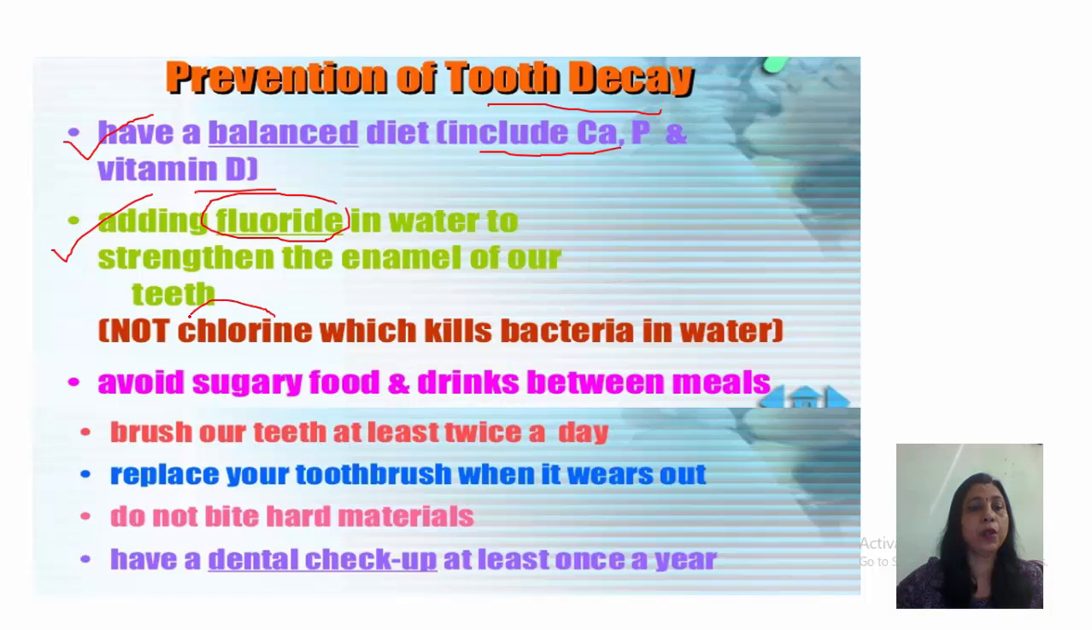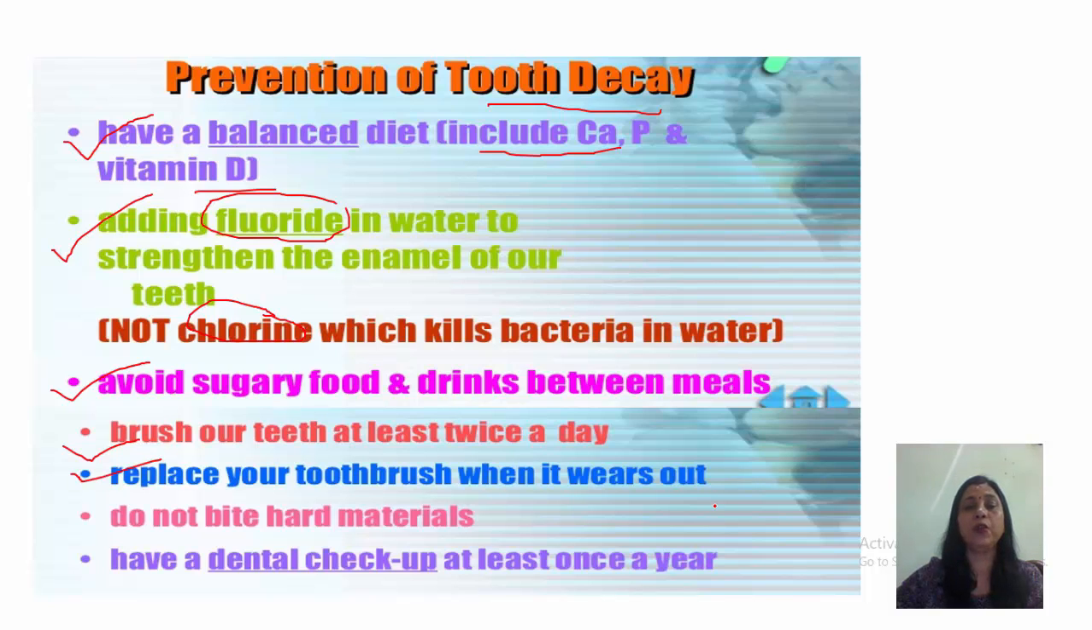Don't confuse it with chlorine. Chlorine is a disinfectant which is added to water, but to give strength to our enamel, we should add fluoride. We should avoid sugary food and drinks between the meals. We should brush our teeth at least twice a day. Actually it is advisable that after taking every meal or after taking any sweet thing, you must brush your teeth. But if it is not possible, at least twice a day you must brush your teeth in the morning and before going to bed.